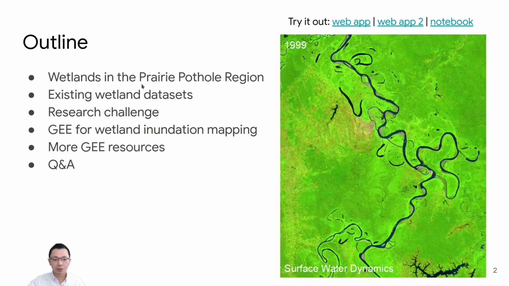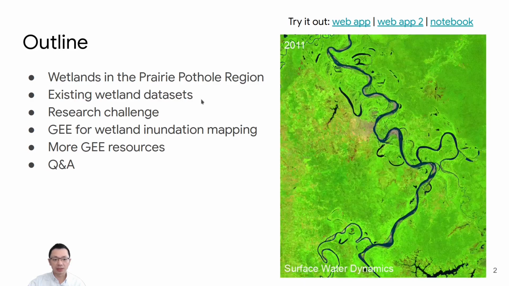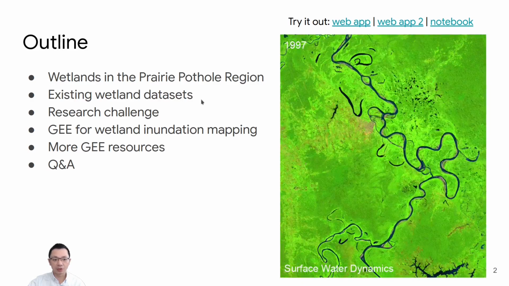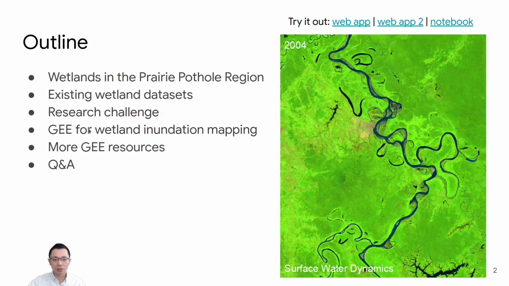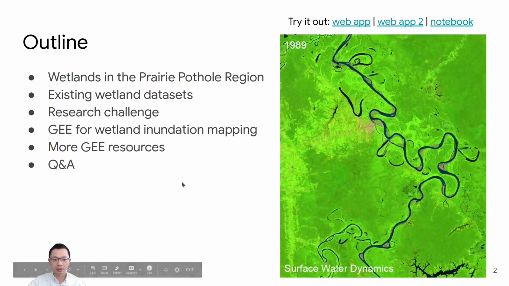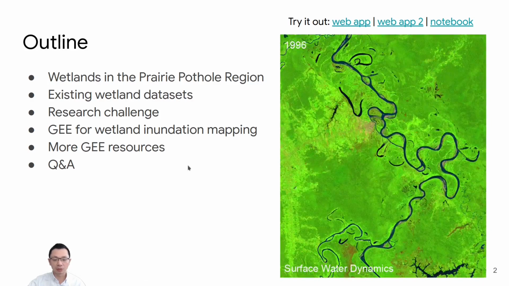Here is the outline of our presentation. First, I will introduce the Prairie Pothole region. Then I will show you some of the existing wetland datasets in this region. Then I will discuss the research challenge and how we can use Google Earth Engine to address this challenge. Lastly, I'm going to show you some additional Google Earth Engine resources.